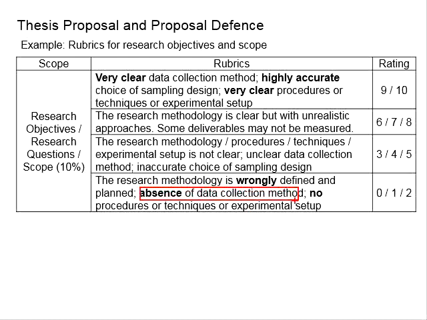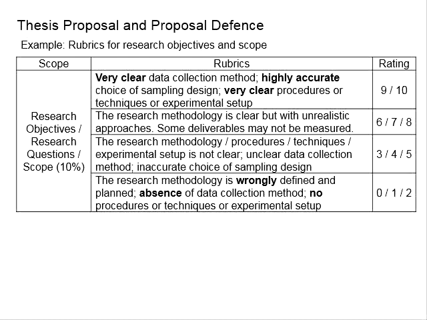Absence of data collection method. You don't provide procedures or techniques or experimental setup. That means no relevant information is provided. You need to know that in your proposal, all this needs to be properly stated. Whichever is not stated will automatically be assumed to not be in your research design, or it simply means that you are not aware of it. The examiner cannot assume that you are aware of it unless you have those properly stated in your proposal.